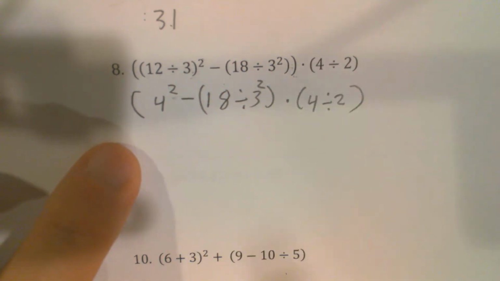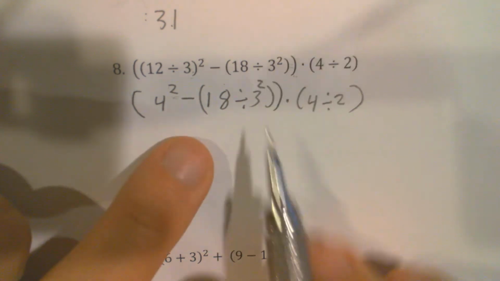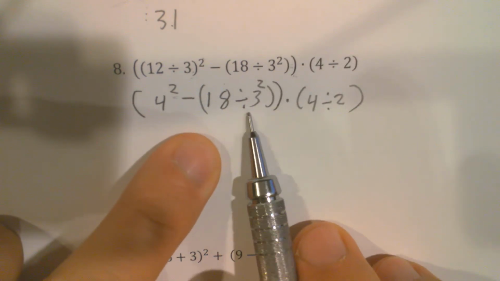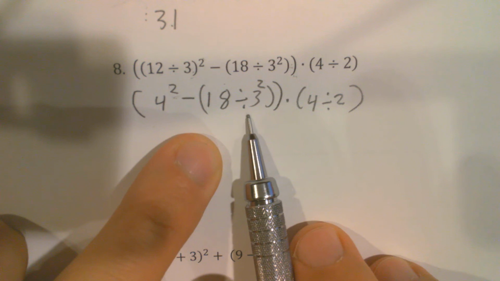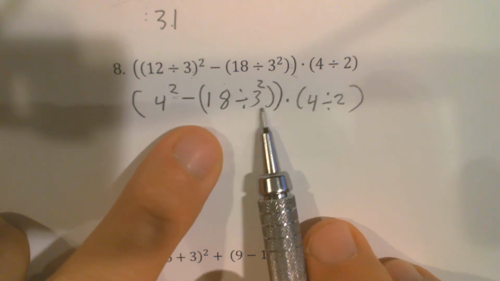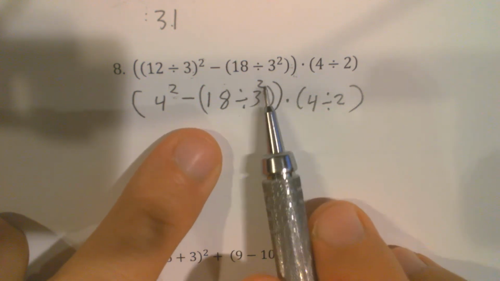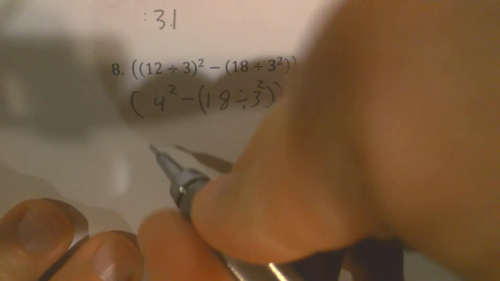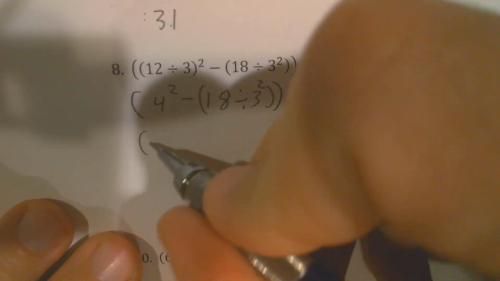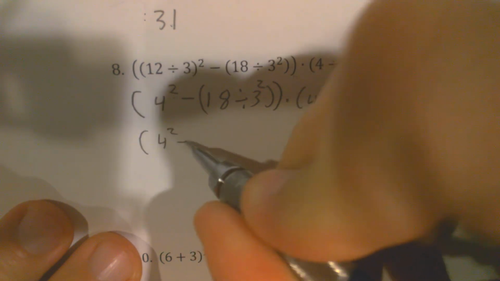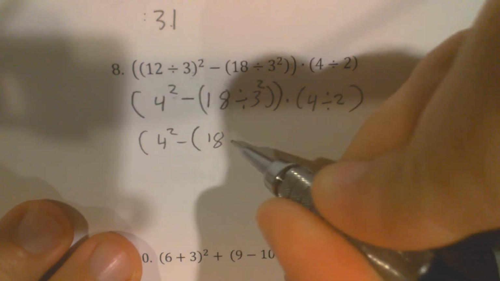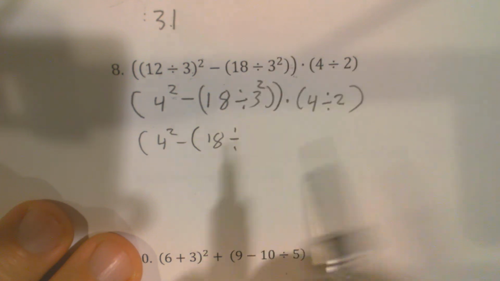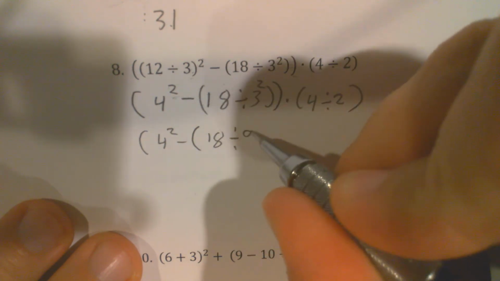Alright, so we're still operating inside this innermost parenthesis. We have another parenthesis. Inside this parenthesis, we have a division and we have an exponent. We do the exponent first. So 3 squared is 9.